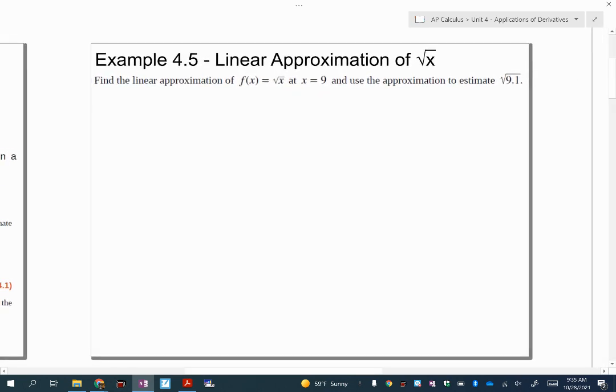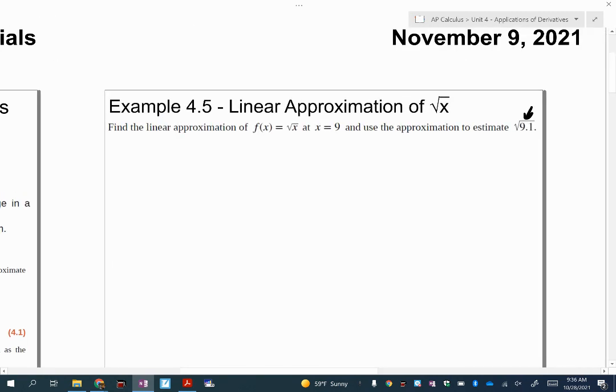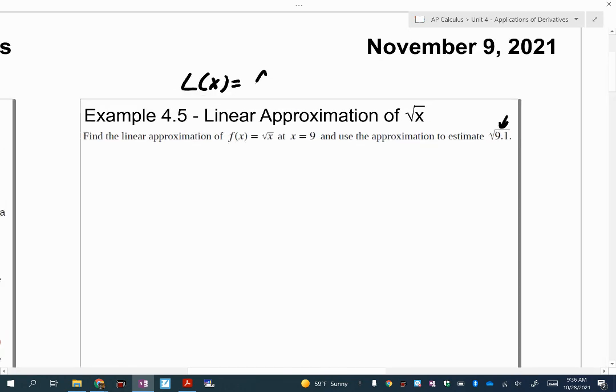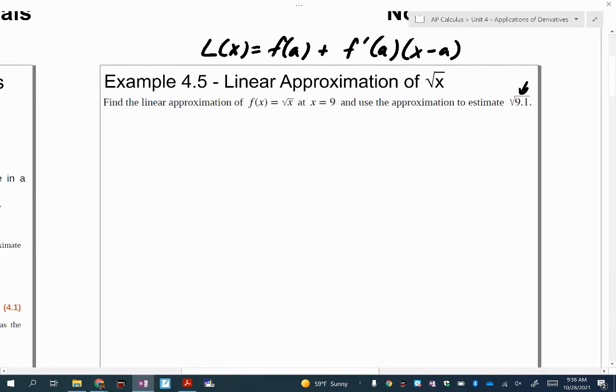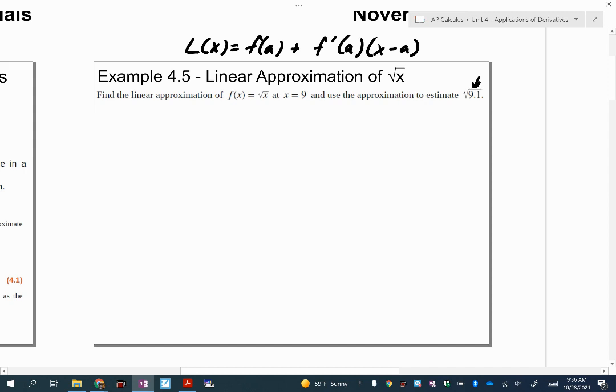We're going to find the linear approximation of f of x equals the square root of x, so the basic parent square root function, at x equals 9. We're going to use that to approximate and estimate the square root of 9.1. So I'm going to write down this formula again, which is the linear approximation L of x equals f of a plus f prime of a times x minus a. So what we need to do to find this is we first need to find f of a. In this case, f of a is f of 9. So the square root of 9 is 3. So that's going to be my f of a.